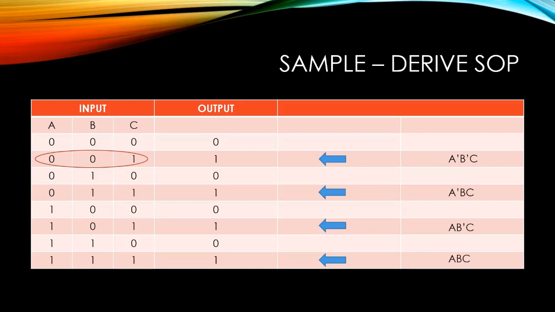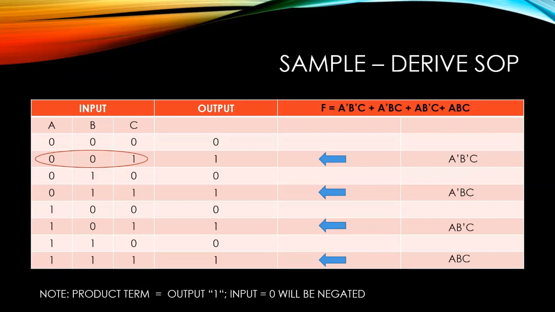Then after getting the product term of all input that give us an output of 1, now we could get the SOP. So just OR all the product terms, that will be our SOP. So this is the result. A naught B naught C plus A naught BC plus AB naught C plus ABC. Okay? So now, how to derive POS?